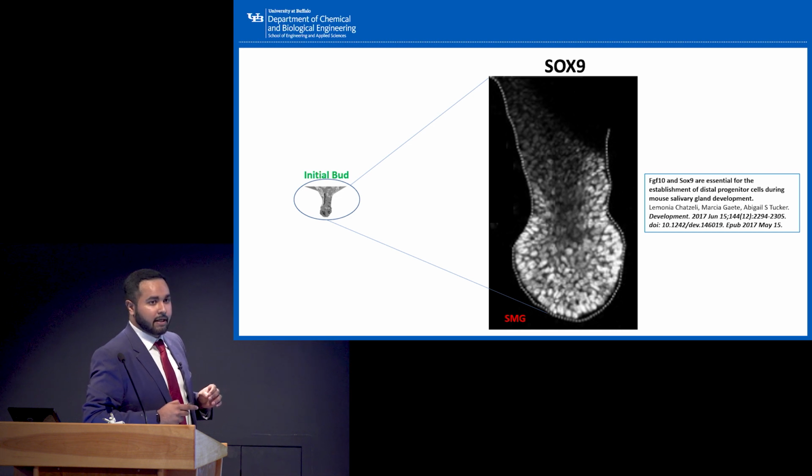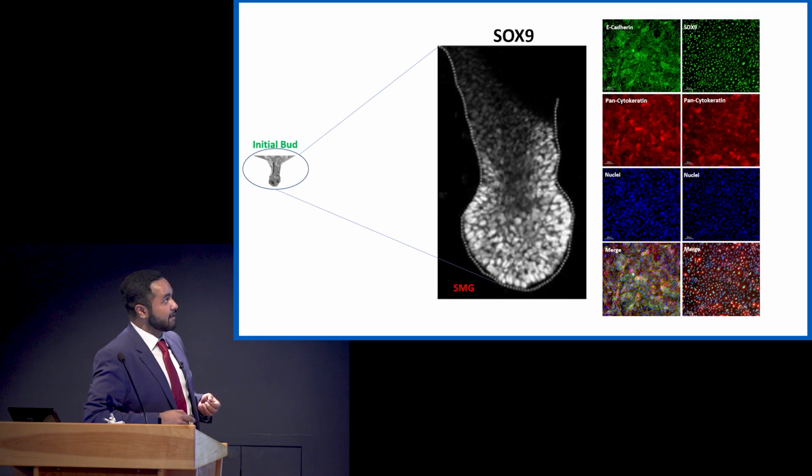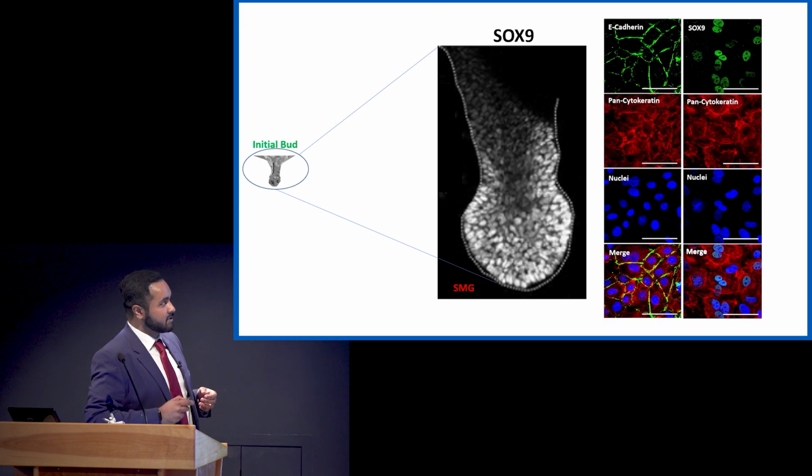So we took a look at our cultures, and we wanted to see if SOX9 is also being expressed. And indeed, pretty much all our cells have SOX9. They also have E-cadherin and pan-cytokeratin, which are indicators of their epithelial phenotype. A closer look showed that although all of them had SOX9, they expressed it at a differential level. And here you can see with the E-cadherin and pan-cytokeratin staining the cuboidal nature, which is very reminiscent of epithelial cells.